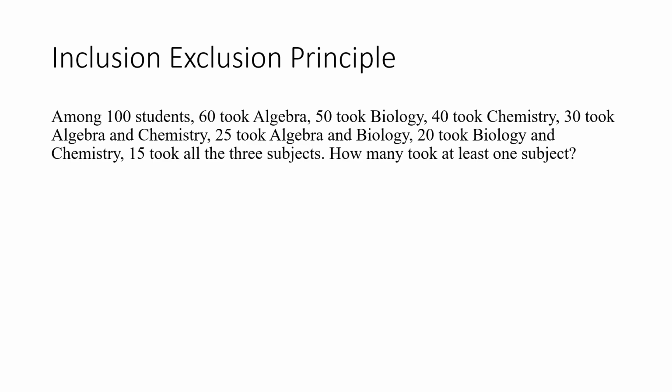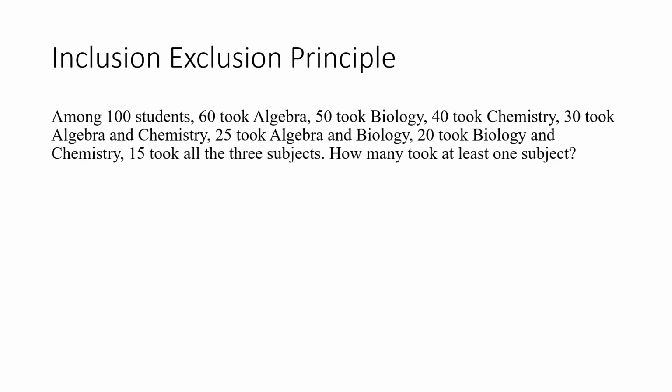In today's video, we will see how to solve a problem using the inclusion-exclusion principle of set theory. In this problem, it is said that among 100 students, 60 took algebra, 50 took biology, 40 took chemistry, 30 took algebra and chemistry, 25 took algebra and biology, 20 took biology and chemistry, and 15 took all the three subjects. Then how many took at least one subject?